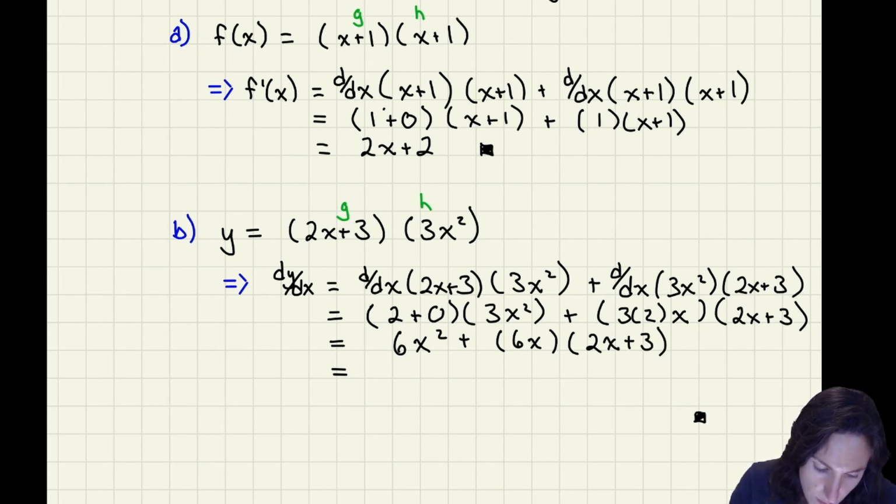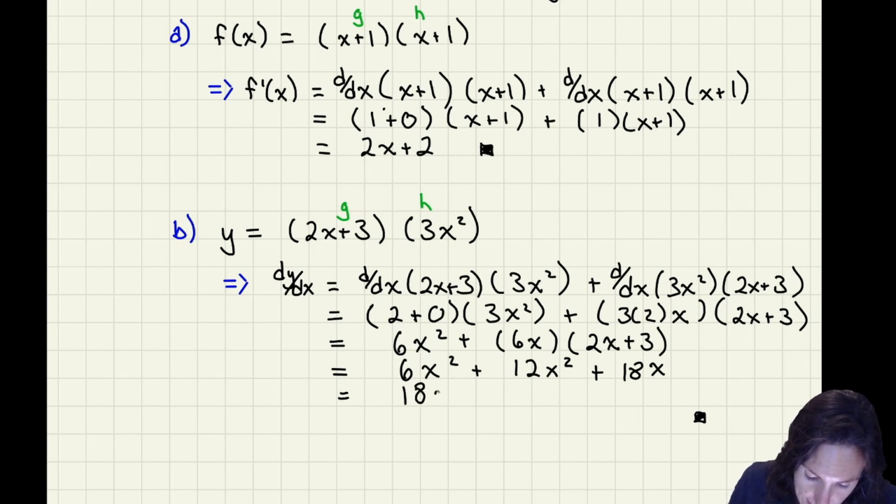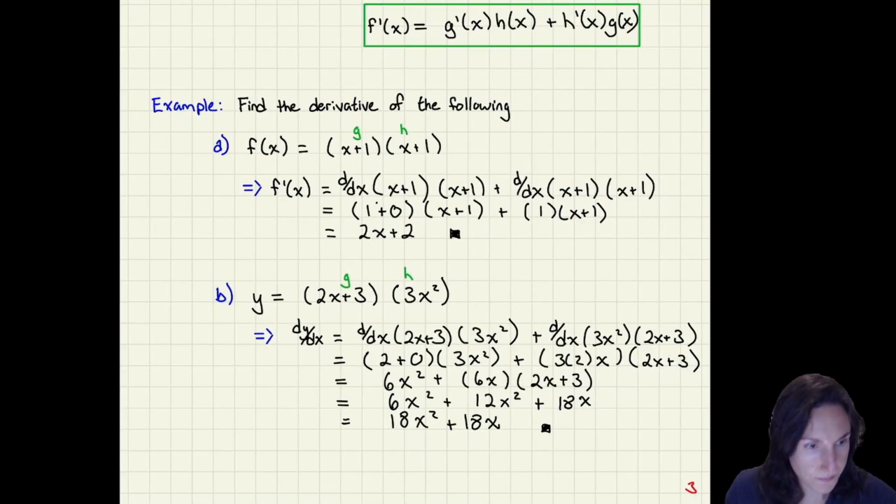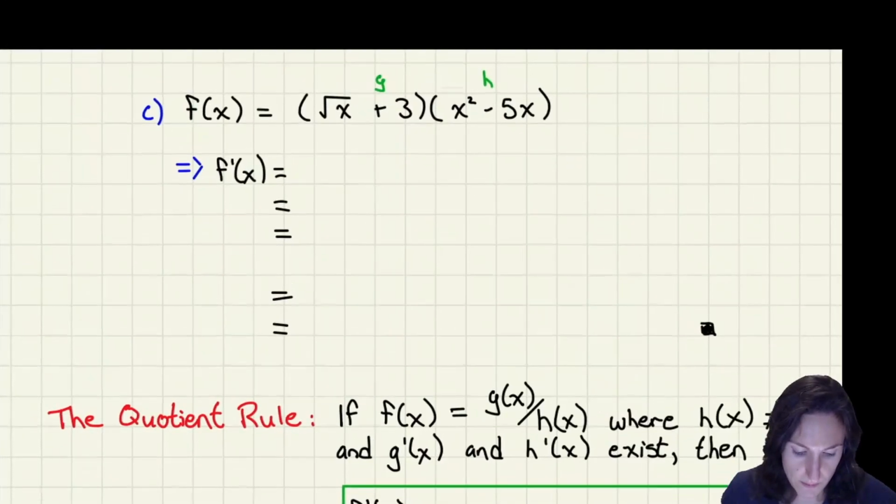Okay, so now we're going to expand it, so 6x squared plus 12x squared plus 18x. So we're going to get 18x squared plus 18x as our answer. Okay, let's do another one.